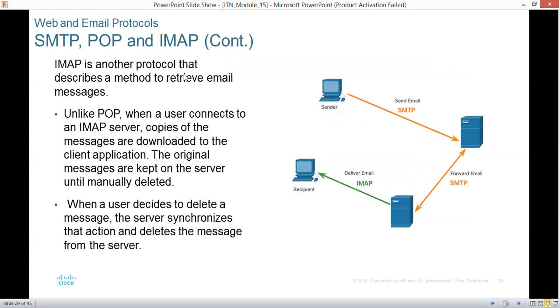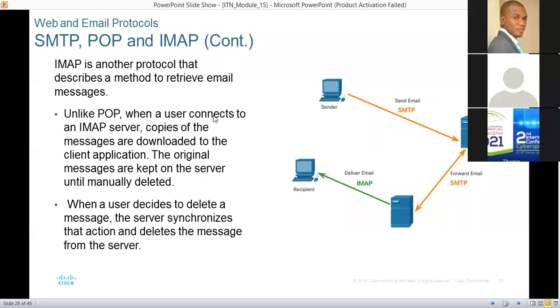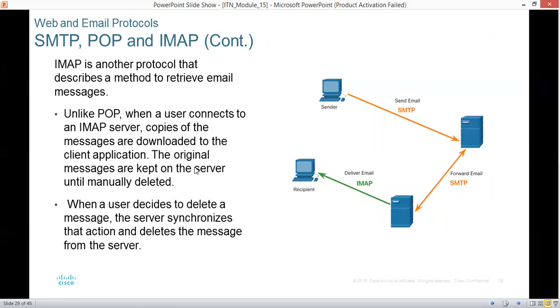Then IMAP is another protocol that describes a method to retrieve email messages. So unlike POP, when a user connects to an IMAP server, copies of the messages are downloaded to the client application. The original messages are kept on the server until manually deleted. That means you get an instance of the message, but the original message is still on the server. That's the case of the IMAP.